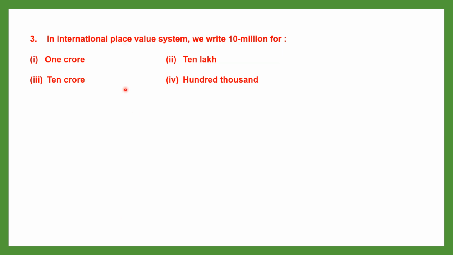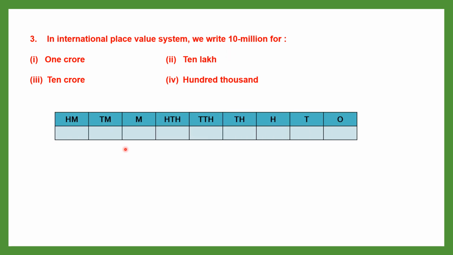Question 3. In international place value system, we write 10 million for which of these: 1 crore, 10 lakh, 10 crore, 100,000? So let's draw that first. So we have the international place value system here. Now 10 million, let's write 10 million here. So when we write 10 million, it is here. That means all these are zeros. This is the international system.